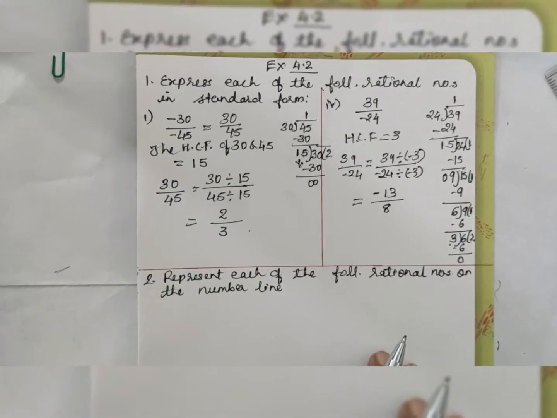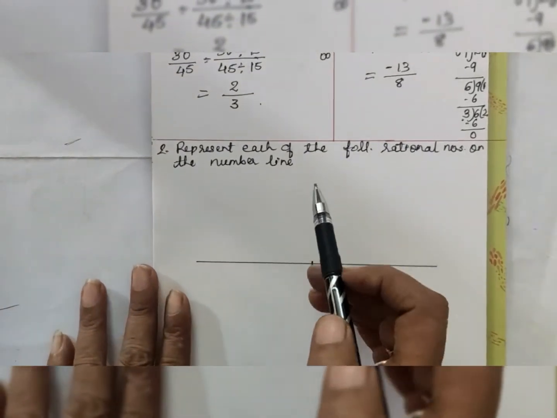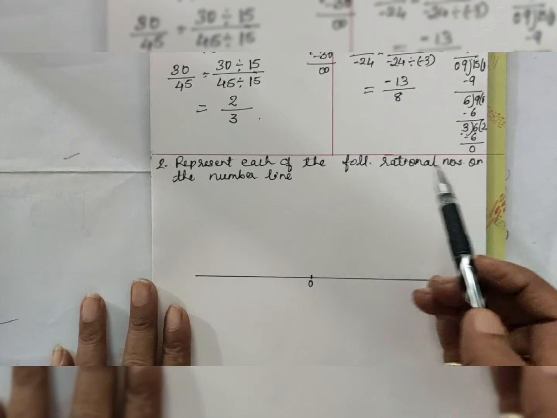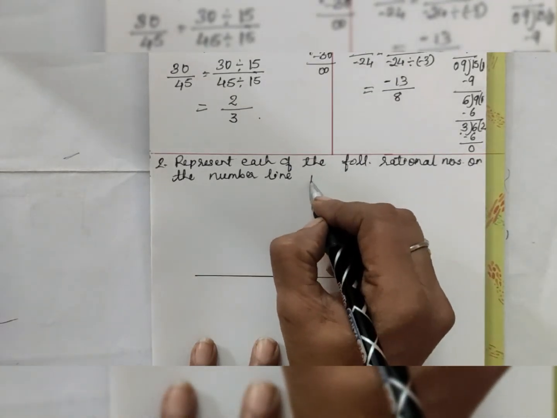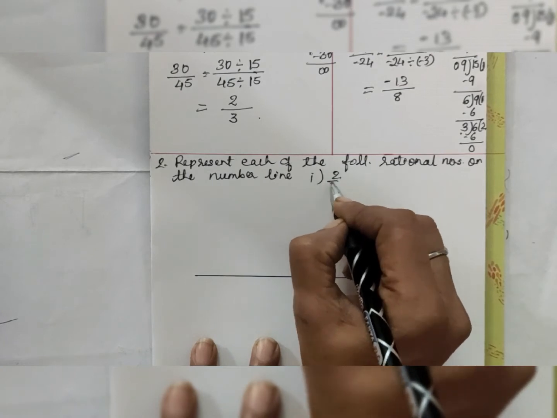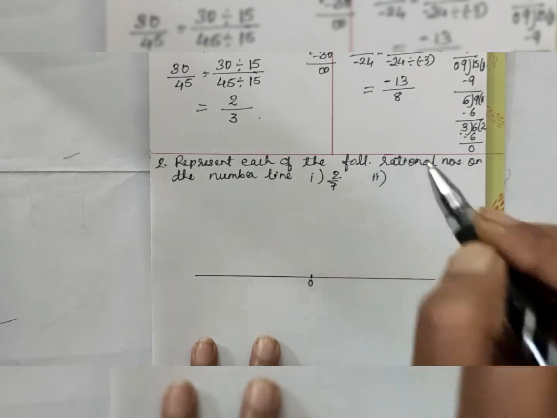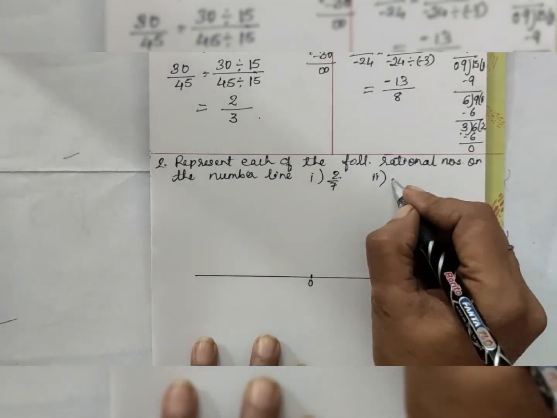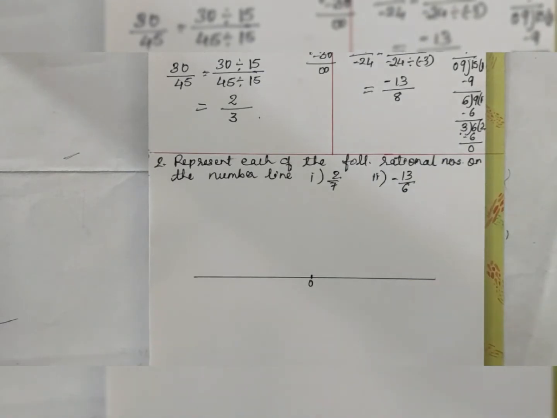Now children, let's study question number 2. What is question number 2? You have to represent each of the following rational numbers on the number line. Here the rational numbers given are: the first rational number is 2 by 7, and the second is minus 13 by 6. Now children, remember how to represent all these rational numbers on a number line.